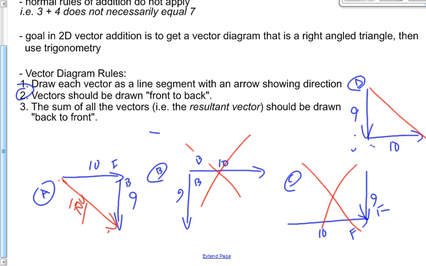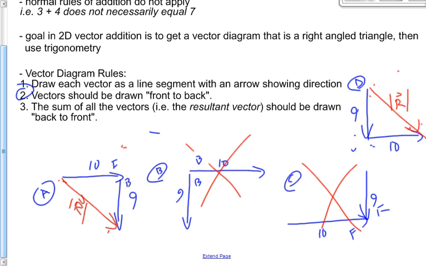What about this one over here? Position 1 or position 2? Sam? Position 2. Good. Now, it seems to me when we find those two resultant vectors, in diagram A and diagram D, aren't we going to get the same value there? Square root of 10 squared plus 9 squared, isn't that the same as the square root of 9 squared plus 10 squared?